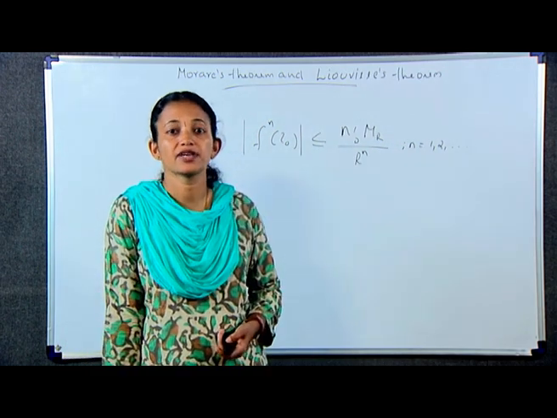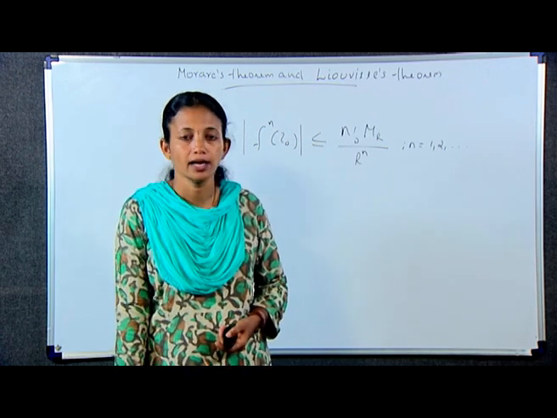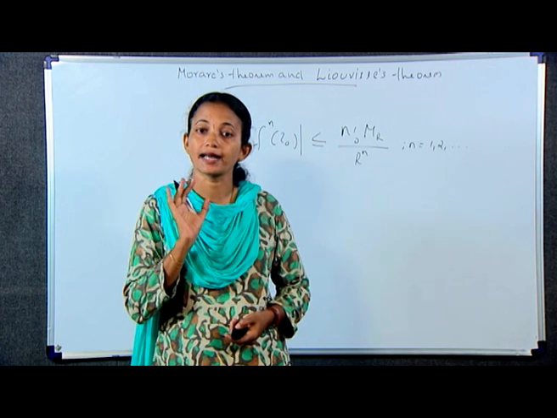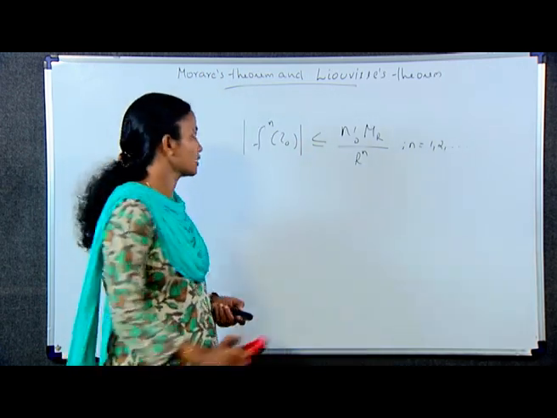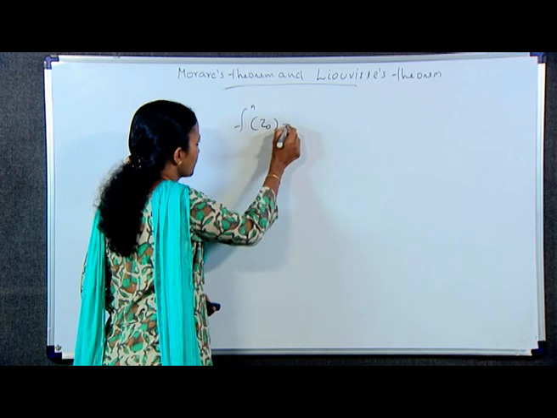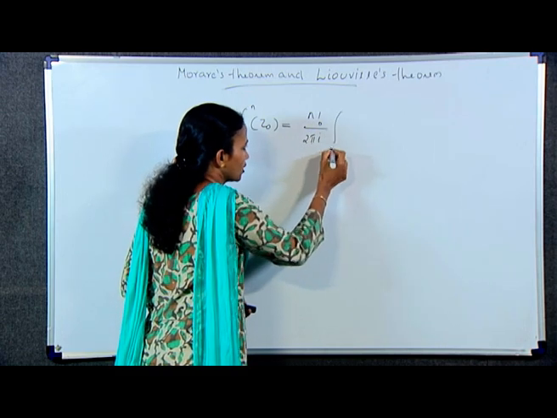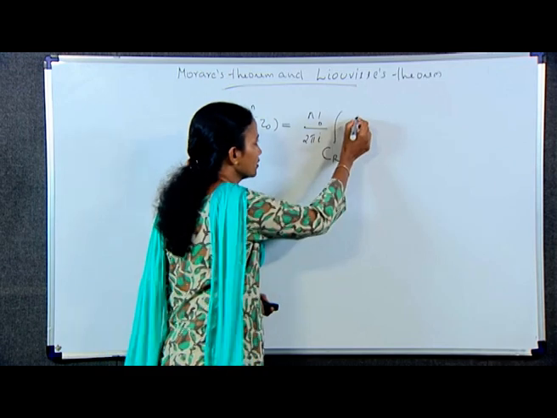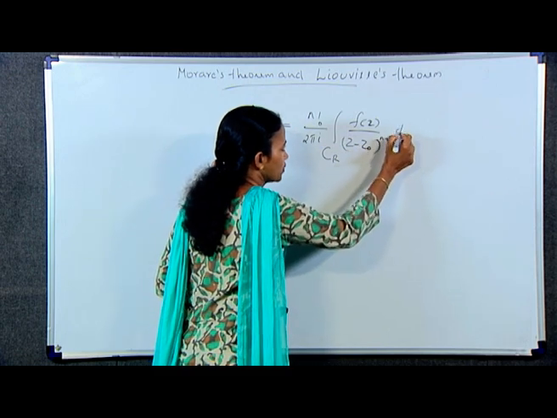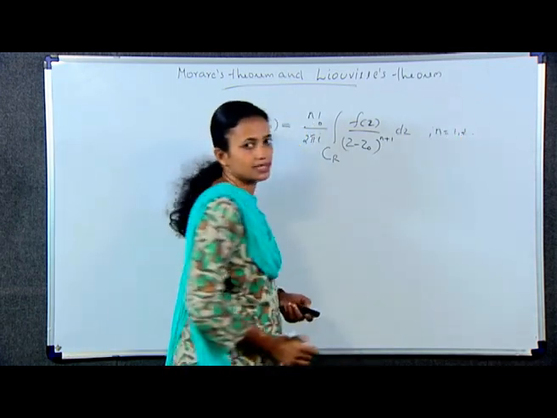Proof. Here, given f is analytic inside and on a positively oriented circle CR. It is centered at z0 and with radius R. Hence, derivatives of all orders of f are analytic, and f n of z0 we can write as n factorial by 2 pi i integral over CR f z by z minus z0 raised to n plus 1 dz, where of course n varies from 1, 2, 3, etc.